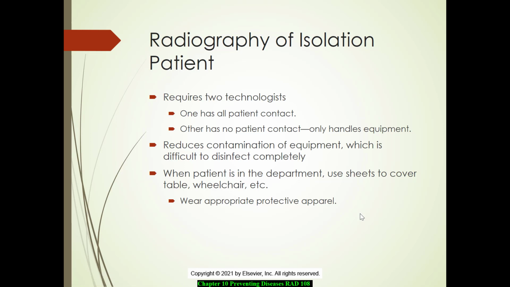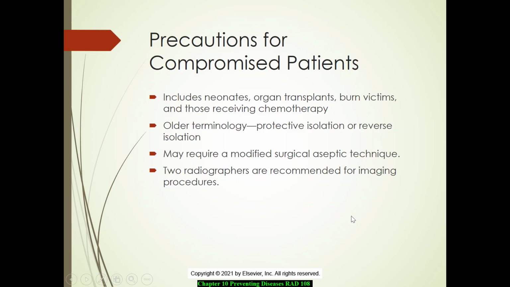For us as radiographers, most isolation patients will require 2 technologists, one that has all patient contact and the other that's going to handle your equipment. You're going to reduce contamination of your equipment by disinfecting it properly, and when the patient's in the department, use sheets to cover the table and wheelchair. Make sure you don't use sponges that can't be wiped down. There are things you can do to protect that individual and yourself by looking at the equipment you're using and making sure that you wear appropriate protective apparel.